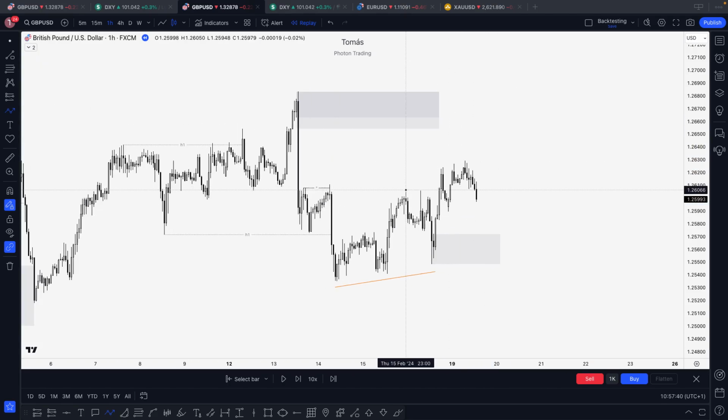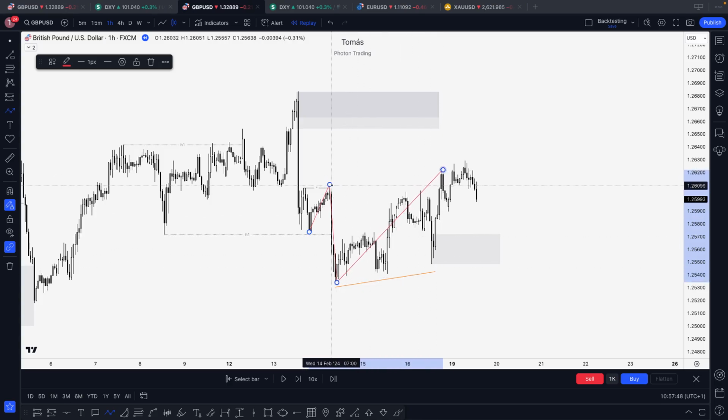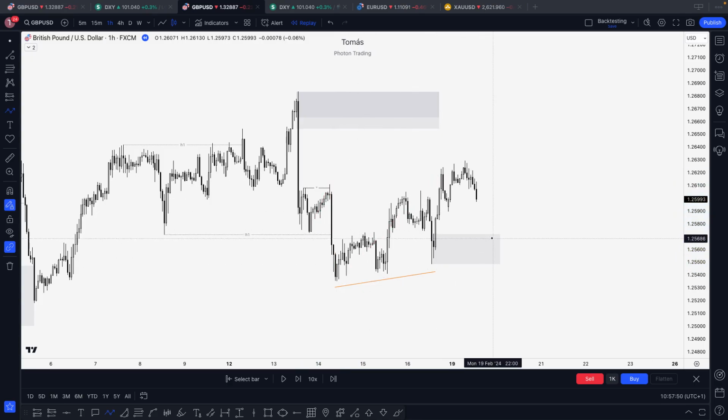So after the protecting internal low was formed, this one, and even if you are a little bit more zoomed out, you can see we broke this internal high. So yeah, it's a nice area to look for longs. Just a little bit more cautious if it goes earlier.